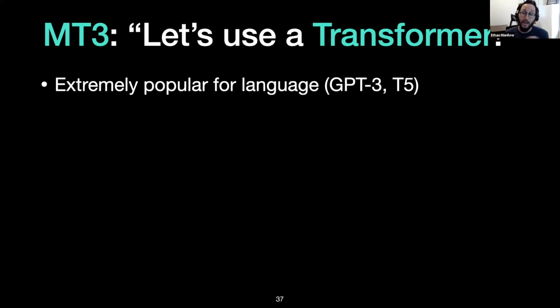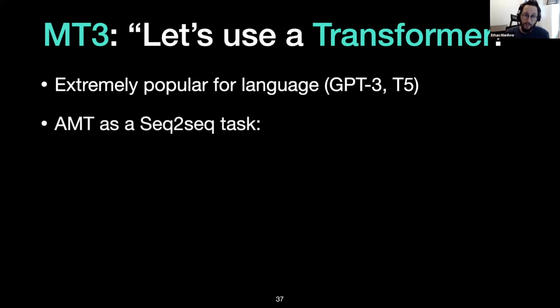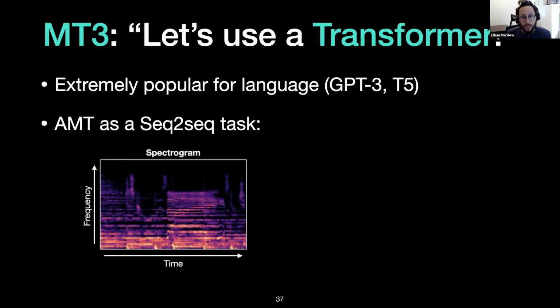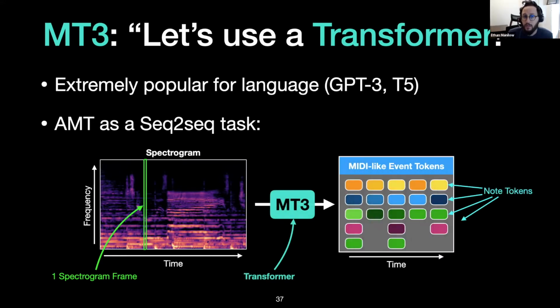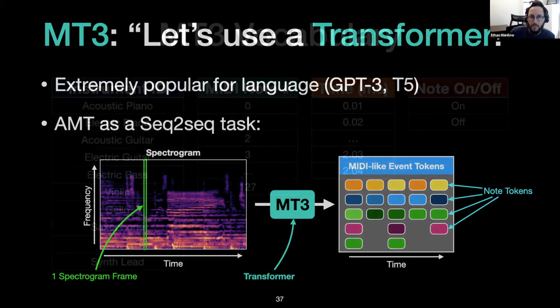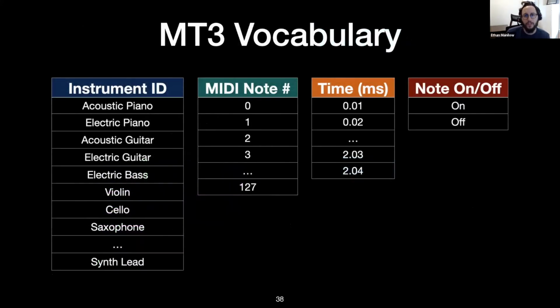The insight behind MT3 is that we can treat transcription as a sequence-to-sequence task, where the input is the spectrogram, which we can treat as a sequence of spectral frames. We input the spectrogram into the MT3 transformer model, and the output is a sequence of tokens that look a lot like MIDI events. Because the encoder-decoder architecture is a generative model, it has a sampling process. But instead of sampling new data to mimic our input distribution, we sample transcription tokens from a vocabulary.